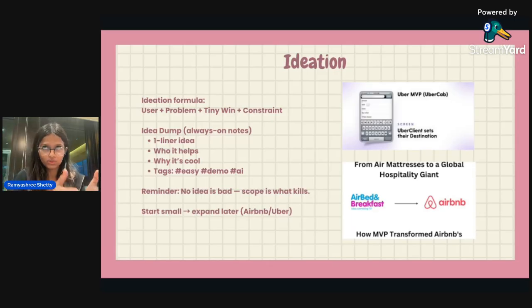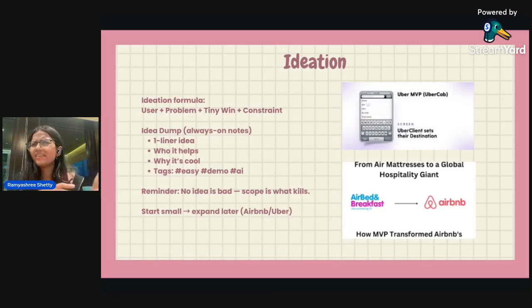One is the user: who are you targeting? Problem: what are you trying to solve? At least one problem is what you have to solve. You don't need to target 10, 15 problems in one go. In an MVP, as I said, even one problem makes a good start. And then a small tiny win. You would have a problem, you would also have a solution for it, so that joins it together. And the last thing is the constraints.